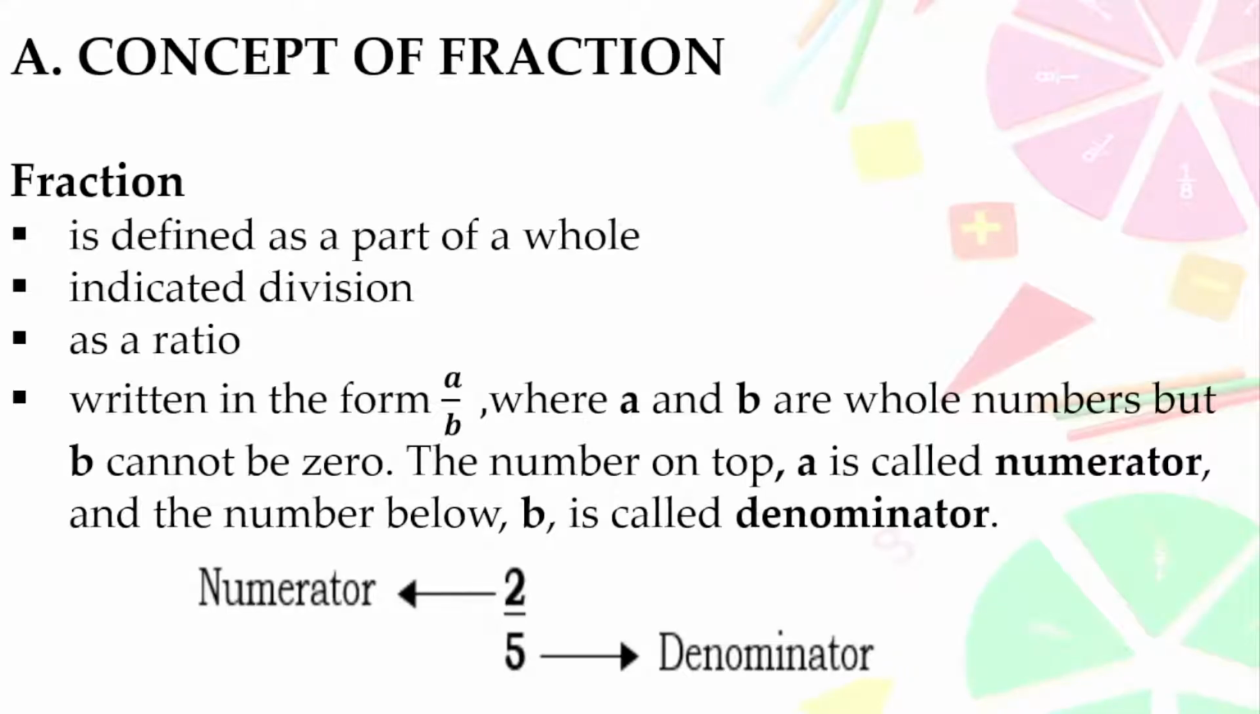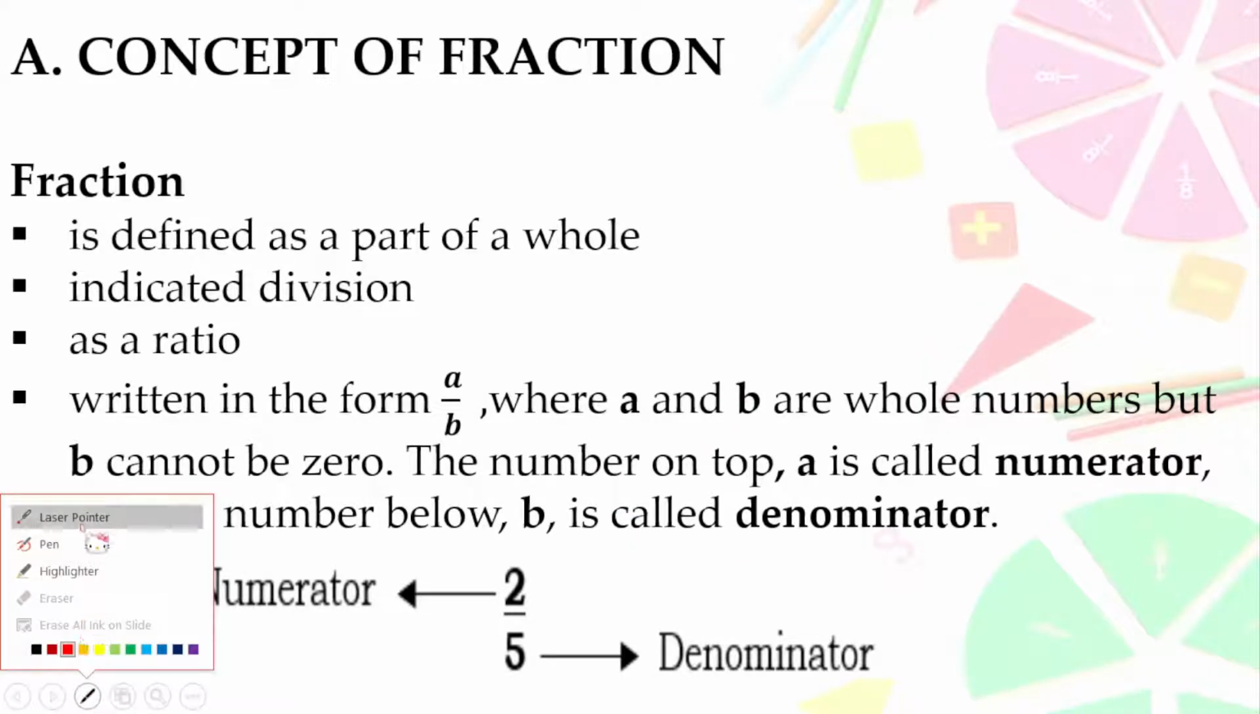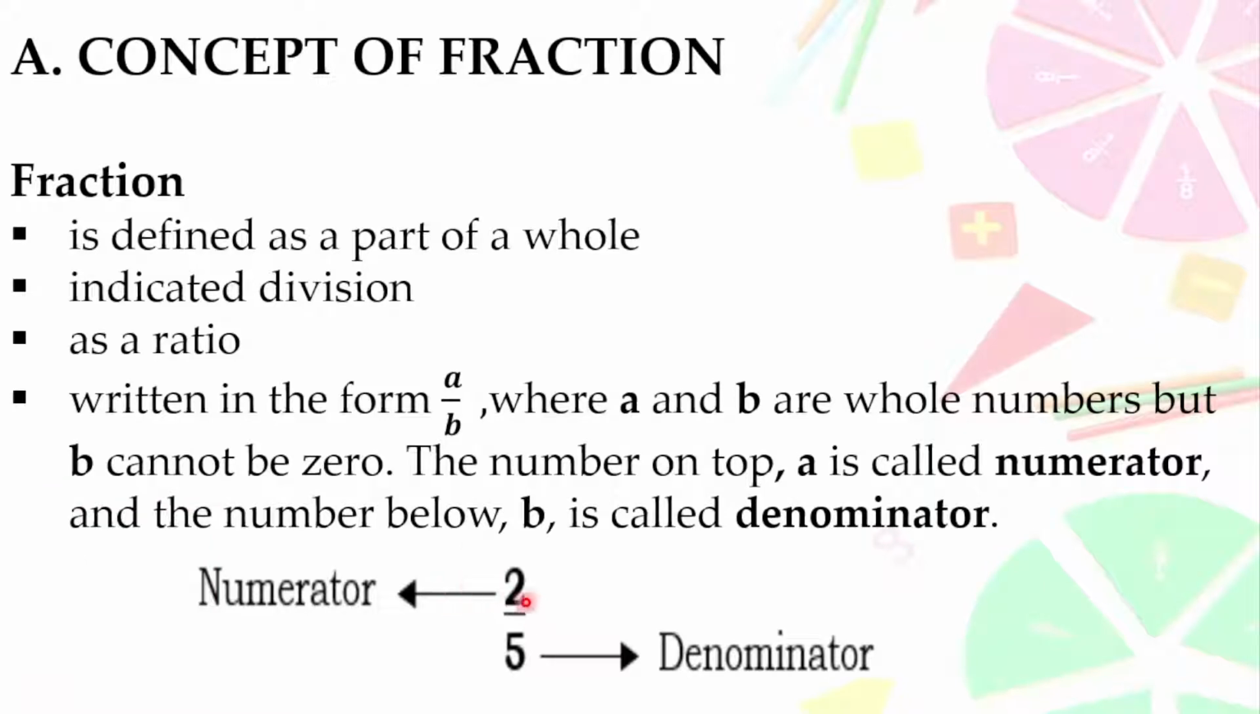When we say fraction, it is defined as a part of a whole and it indicates division. A fraction is defined as a ratio. It can be written in the form A over B where A and B are whole numbers but B cannot be 0. Here, the number on top, which is the 2, is called the numerator. And then the number below is called the denominator. Okay?